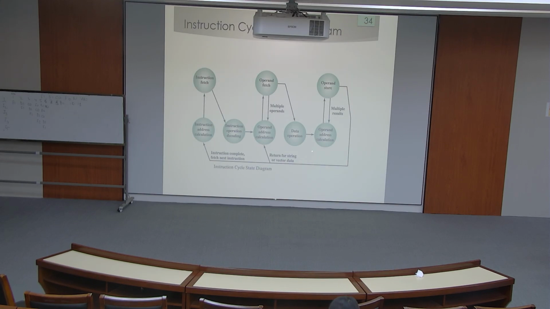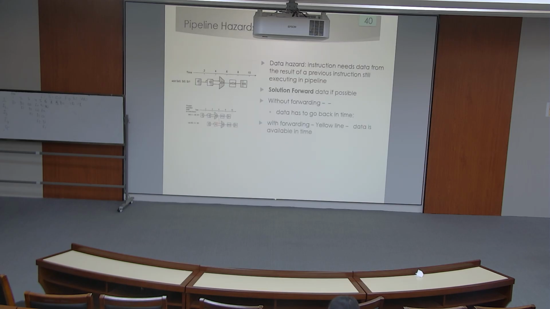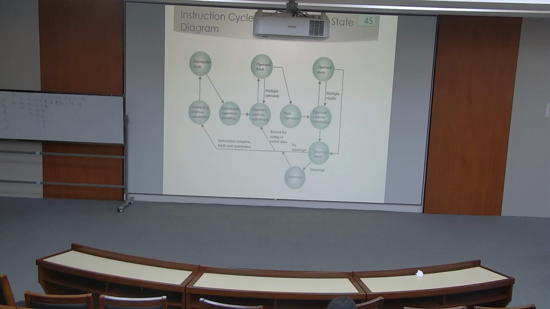You see here, we don't have interrupt. This is without interrupt. And this one is with interrupt. That means after the execution of the first instruction, the microprocessor needs to check if there is any interrupt. If there is an interrupt, it has to handle the interrupt before it fetches the next instruction from the memory.